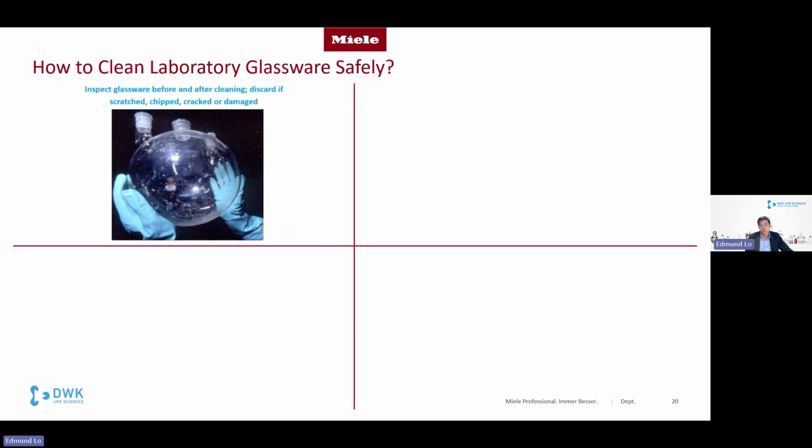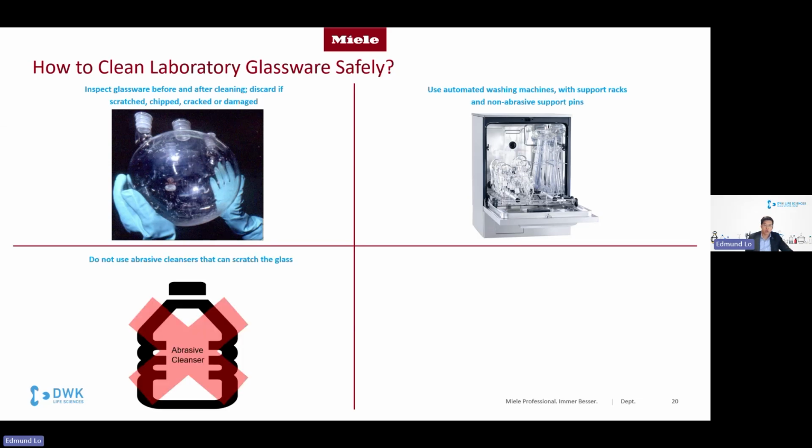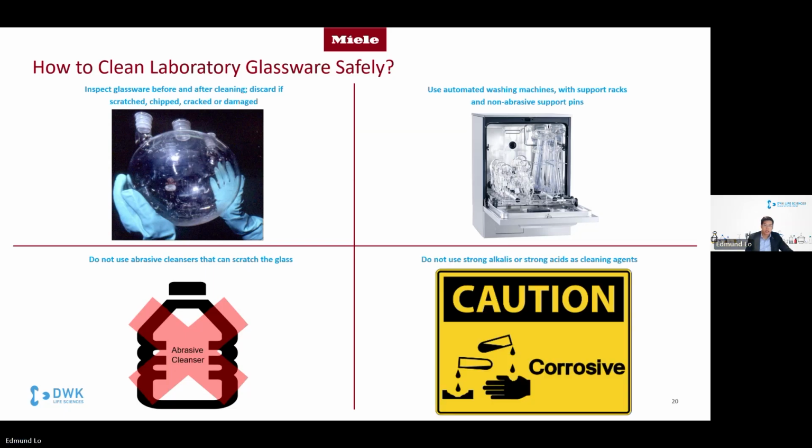When cleaning, again, inspect before and after cleaning. Use an automated washing machine if possible. Of course, our Miele team will dive into that in more detail in a second. Don't use abrasive cleaners that can scratch the glass. And don't use strong alkalis or strong acids as the cleaning agent.